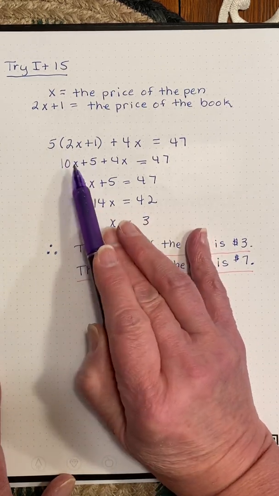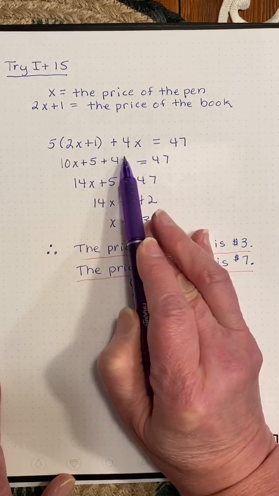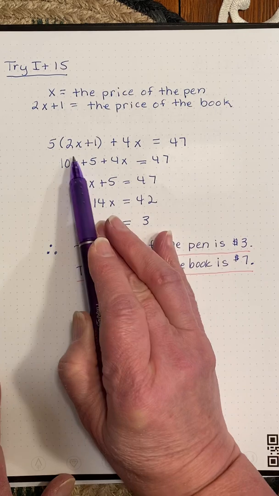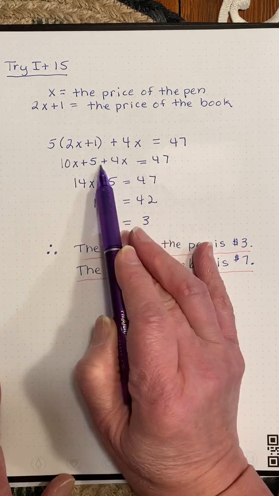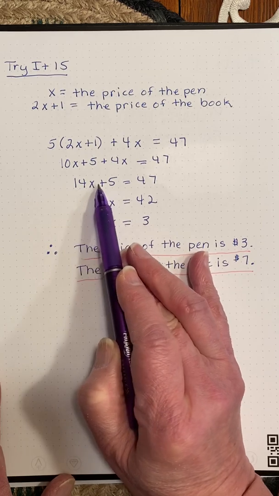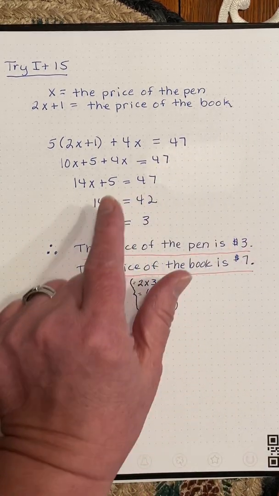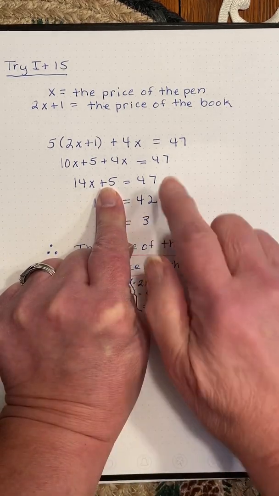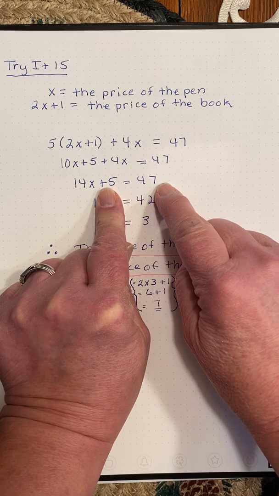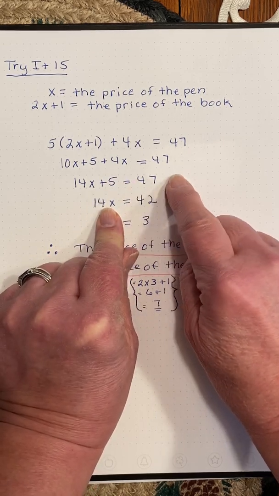So I'm going to first distribute my 5. 5 times 2x is 10x. 5 times +1 is +5, plus 4x equals 47. I combine my x's. So 10x plus 4x is 14x, plus 5 is 47. I even out my sides. To eliminate +5, I go -5, which is -5 over here. So this goes away. I have 14x, 47 minus 5.